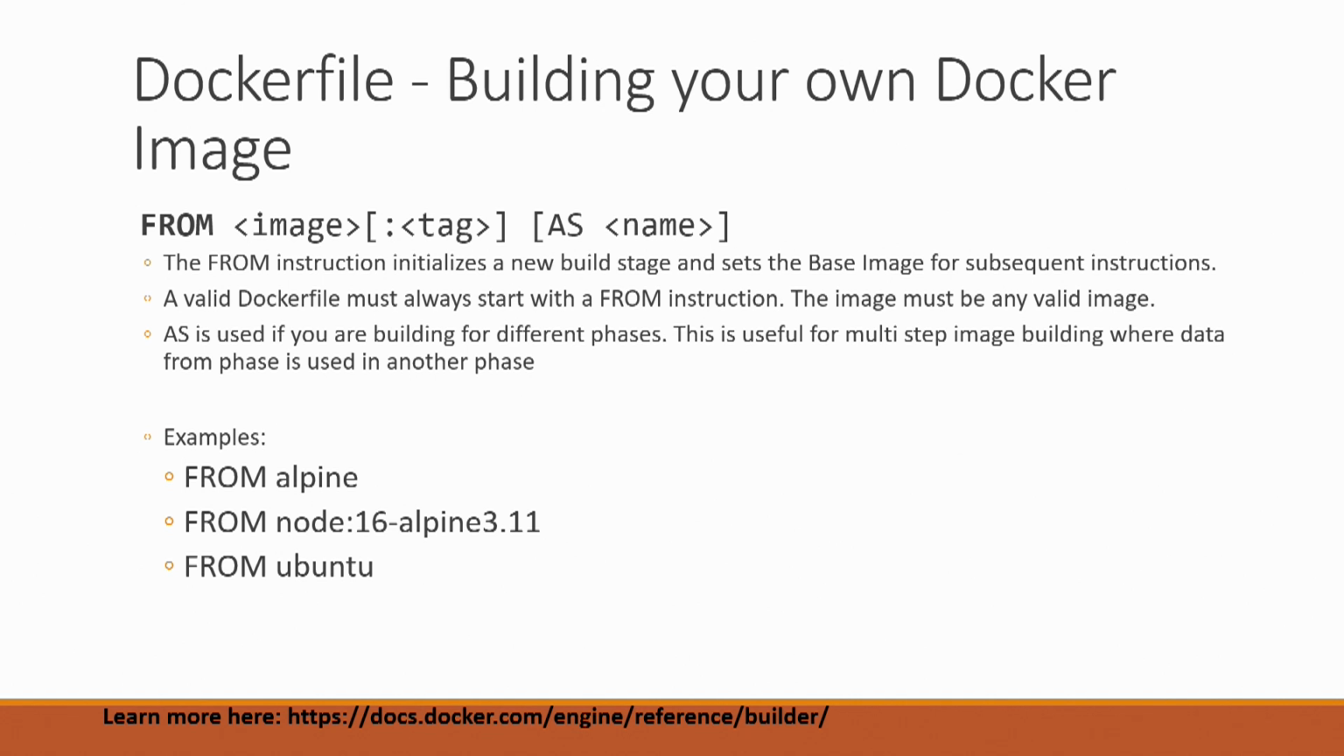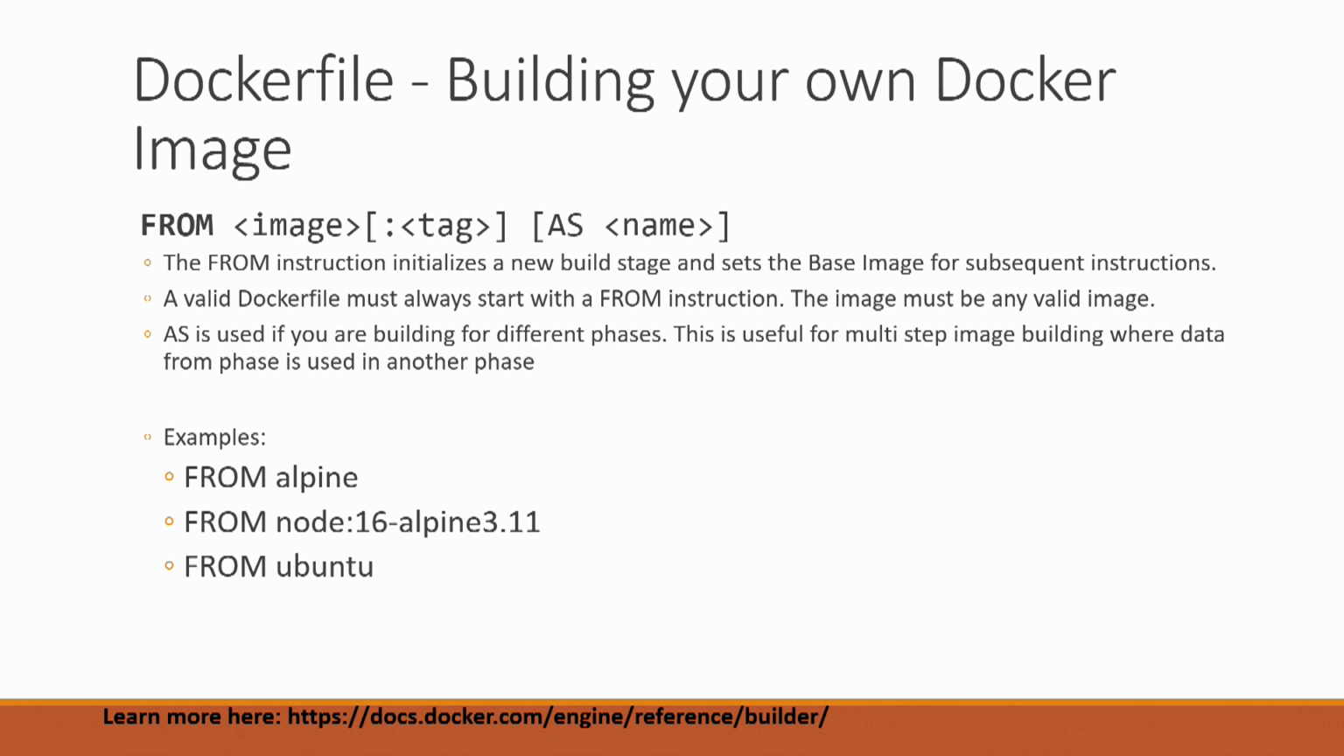So the FROM command is used to specify the base image. Then there is this AS keyword, which is used to build different stages. Let's say I want to have different stages, like stage 1, stage 2 in my Docker image, and I want to use the output of one stage as input into another stage in my Dockerfile. I can use this AS command.